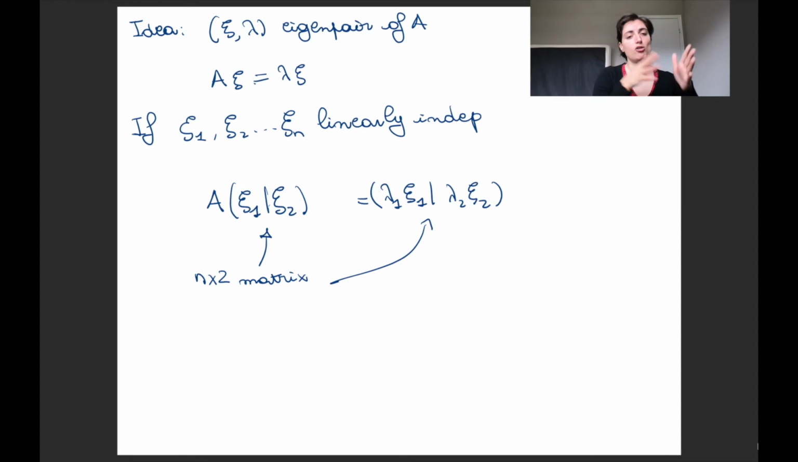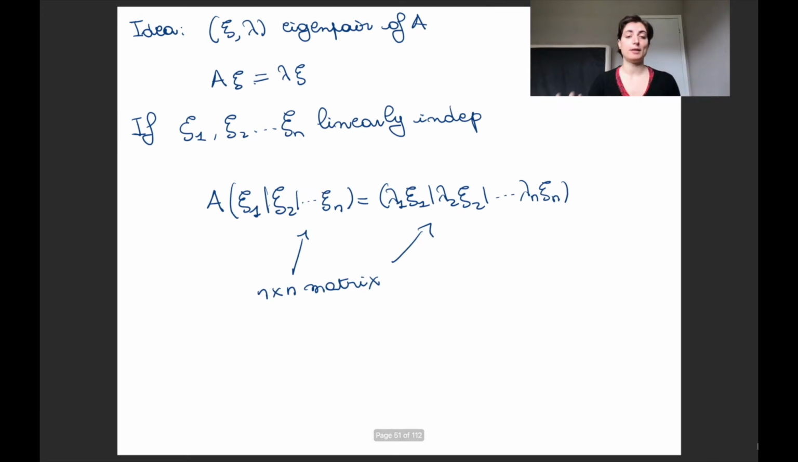And then if we also want to talk about psi2, we then have an n rows, 2 columns matrix, in which we're multiplying A times the columns psi1 and psi2, and we retrieve lambda1 psi1, lambda2 psi2. And we can do this n times.